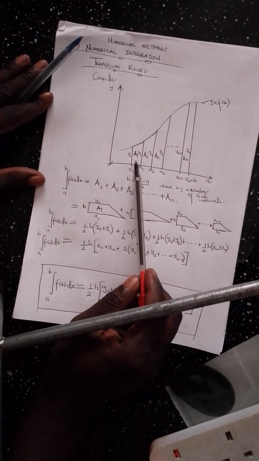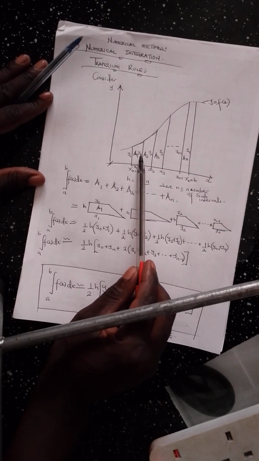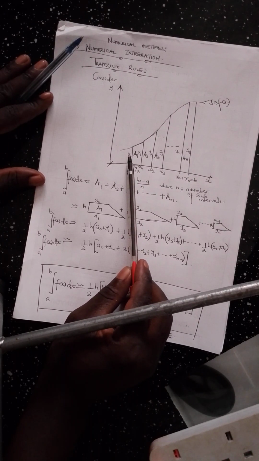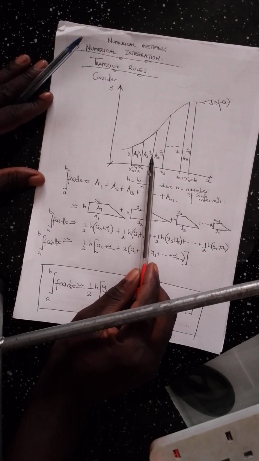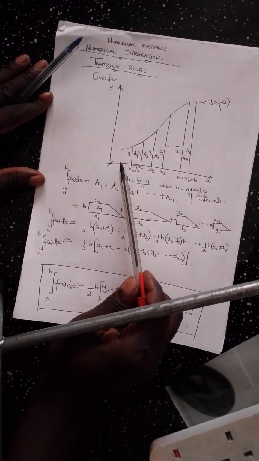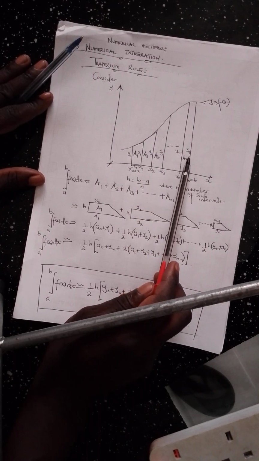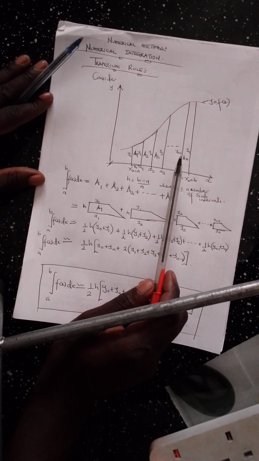Similarly, when you go to the y values, if this is y1, the y value before becomes y0. If this is y2, the y value before becomes y1, and so on until you get to the very last y value.